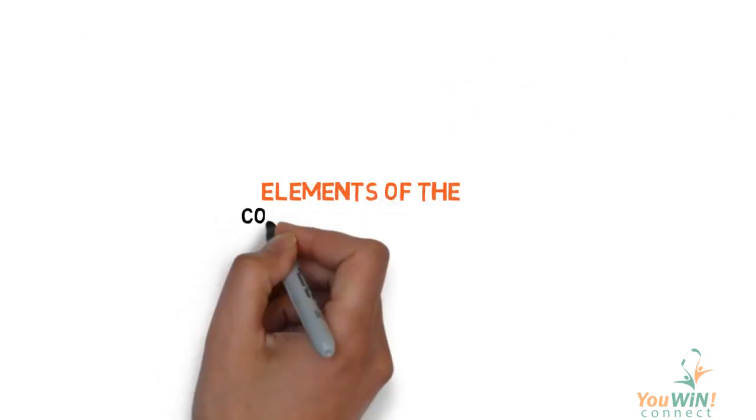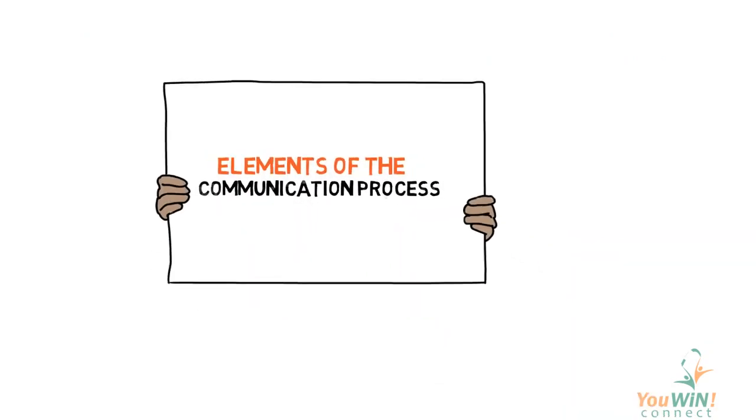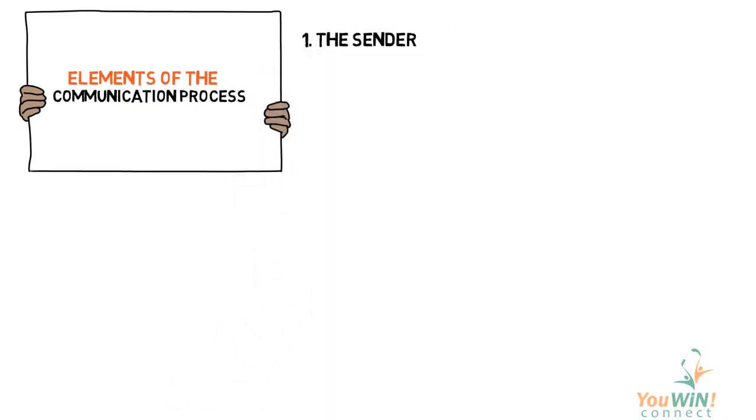Let's look at the elements of the communication process. The elements are: 1, a sender. The sender is the person who sends information to one or more persons. The second element is the receiver. The receiver is one or more individuals receiving the information sent by a sender. The third element is the message. The message is the information sent from the sender to the receivers.